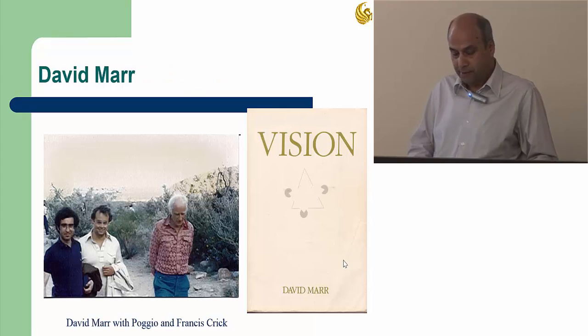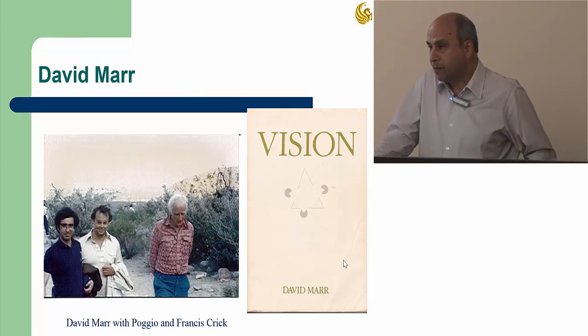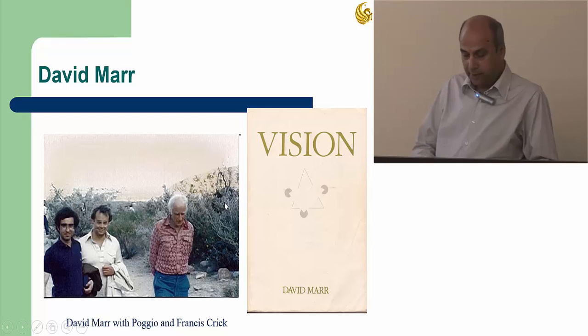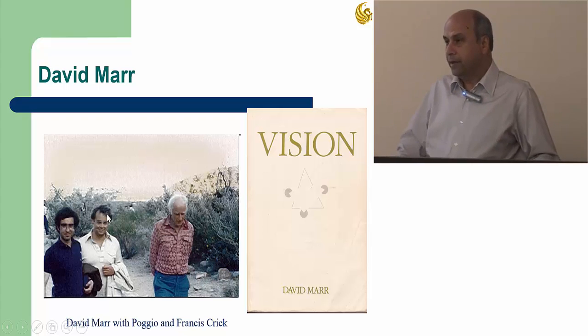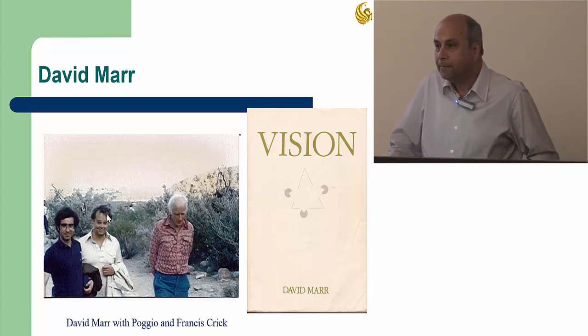There were two researchers, David Marr. David Marr is one of the most famous computer vision researchers. And in this picture, here is David Marr. Here is Tommy Poggio. He was a postdoc with David Marr at MIT. And here is Francis Crick. He was the guy who did, I think, DNA, Watson and Crick, right?